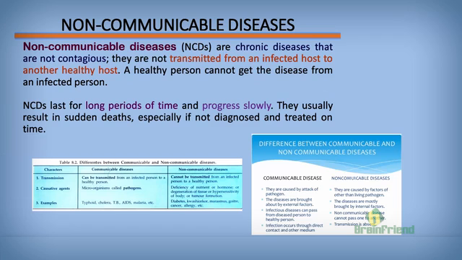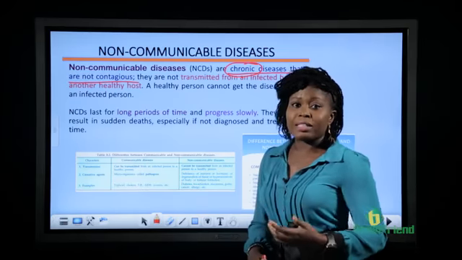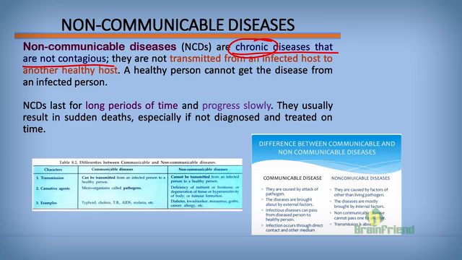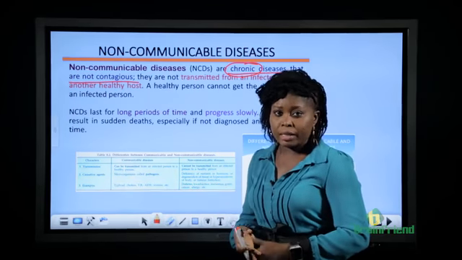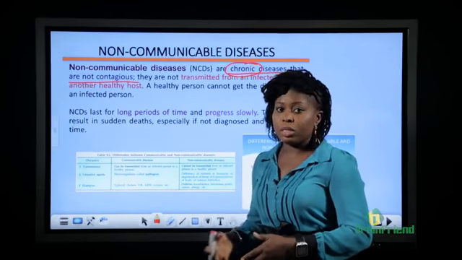Now we'll be defining non-communicable disease proper. Non-communicable diseases are chronic diseases that are not contagious. We have established the fact that they are not contagious, right? They are chronic. Chronic simply means a disease that frequently reoccurs, okay? It may be there now, and tomorrow maybe it is treated, and then it occurs again. Such a disease can be seen as chronic.